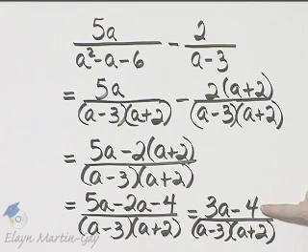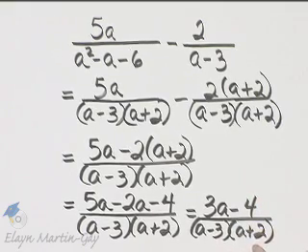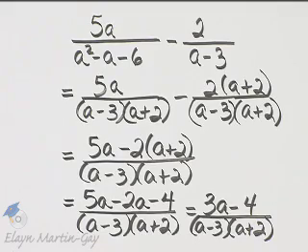Now, can I simplify? There are no common factors here, nothing that can be factored. So this factor is different from this one or this one. This is then in simplest form.